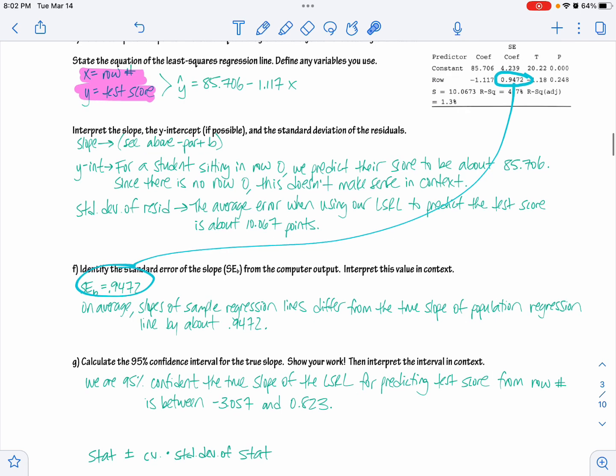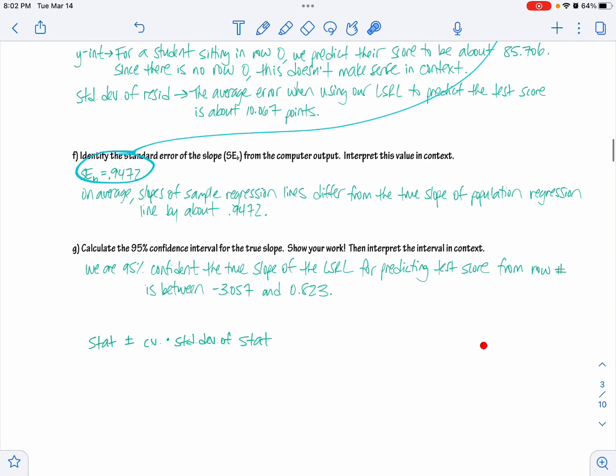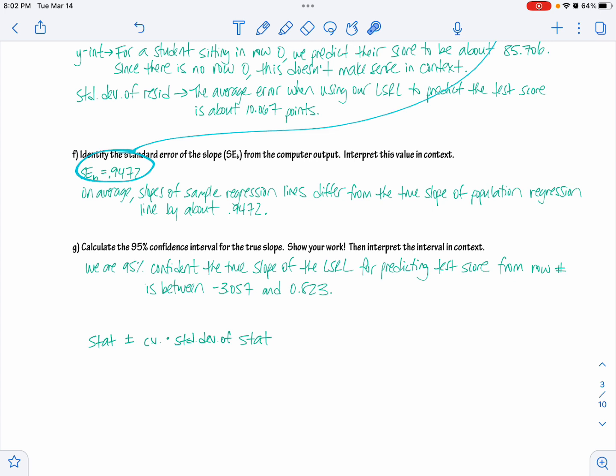Okay. Last thing to wrap up, you guys. Finally, after getting through all of that and doing so much review, we now have to calculate a 95% confidence interval for the true slope. So here's what we're going to do. I already wrote my conclusion sentence. I'm not really sure why I wrote it first, but how do I get this interval?